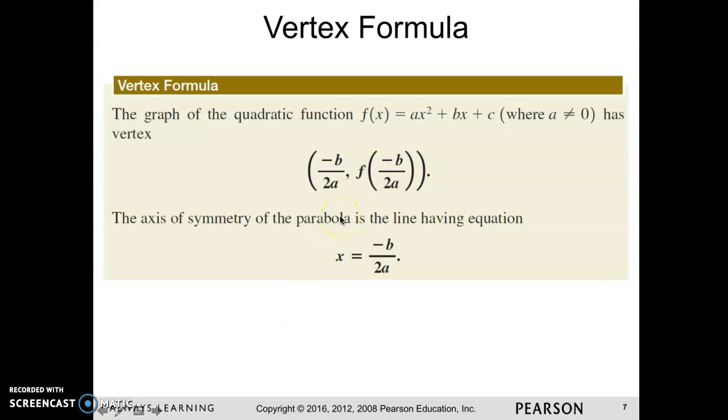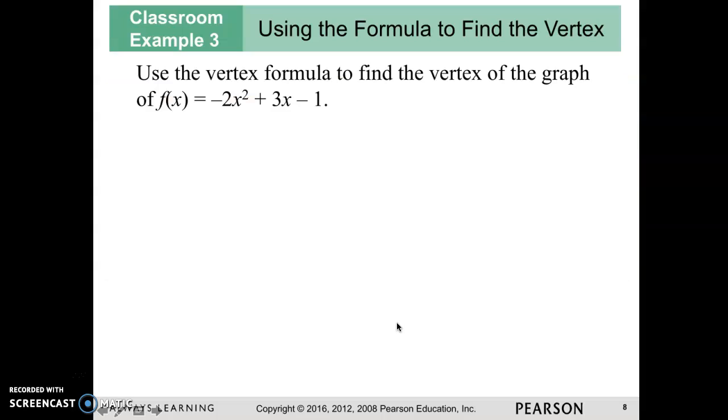So for a graph of a quadratic function, I believe Christian was saying this in class earlier today, it's easier to find the vertex by minus b over 2a and f of minus b over 2a. So the x value would be minus b over 2a, and the y value would be, of course, the y value at that x. So this is how you would find it. The axis of symmetry is minus b over 2a, so this is the vertex formula. So use the vertex formula to find the vertex of the graph.